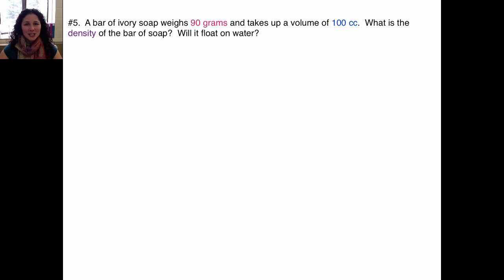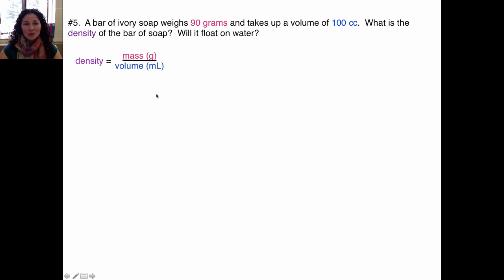Number 5 is asking you to solve for the density of a bar of soap, given the mass of the soap in grams and the volume in cubic centimeters. And it's asking you if the soap will float on water. If you know the density of the soap, then you will be able to answer the second part of the question.